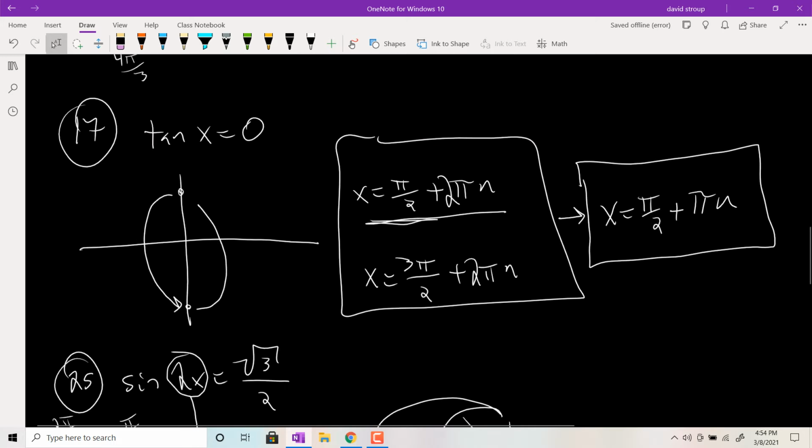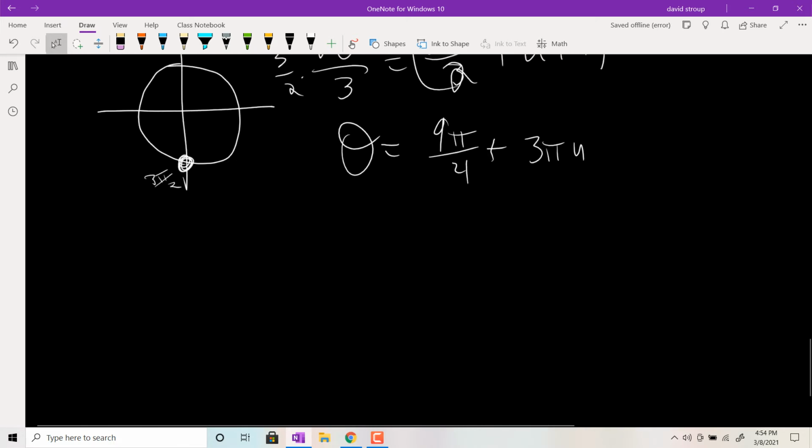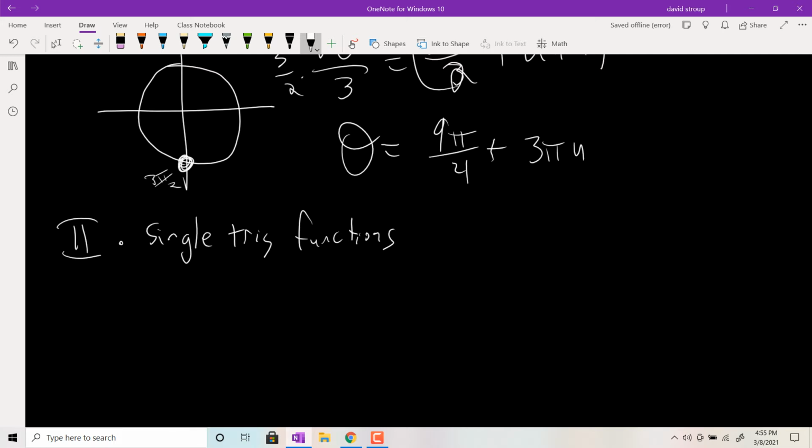So let's look at something that's a little more complicated, and I'll call this section 2 in my notes. I have a title for it: equations involving single trig functions. It's the same title they have in the book. I'm just trying to abbreviate so we don't have to sit here writing for an hour. What you want to do here is isolate the function. Just like you would isolate the variable, here you're isolating the function.